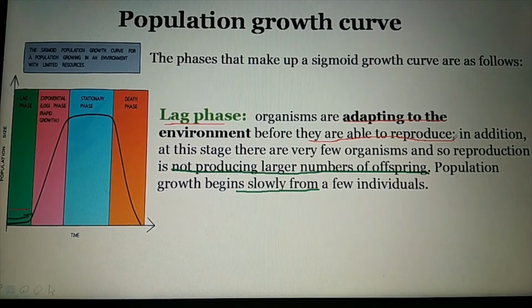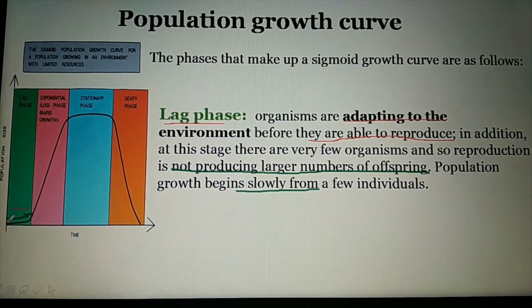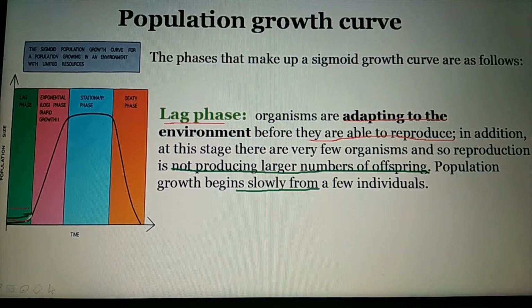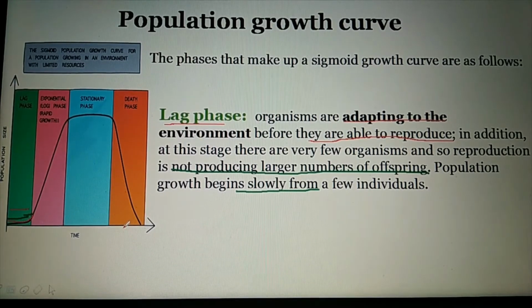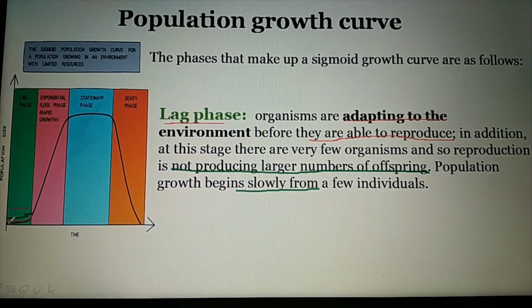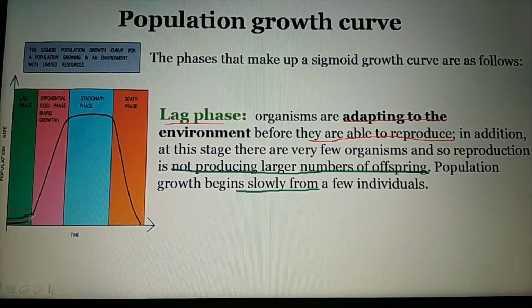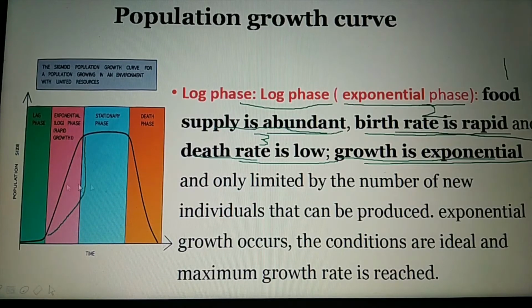You understand? So in this stage, you have very few organisms because they're trying to adapt to the environment. So in this state, they're not reproducing a large number of offspring. Okay, so that's why the beginning of the graph is picking up very, very slowly. So we go to the next phase.